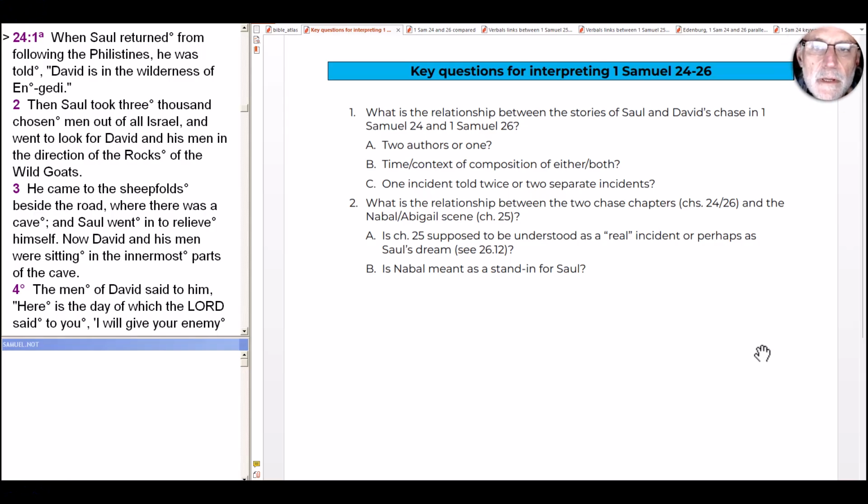Hi, we come to 1 Samuel 24, which we're going to look at as a unit with three chapters, 1 Samuel 24, 25, and 26. And as you can see on the right side of the screen, there are some key questions for interpreting how these chapters fit together. And I can say, having reviewed the literature that was available to me from recent scholarship, scholars are all over the place on some of these questions.